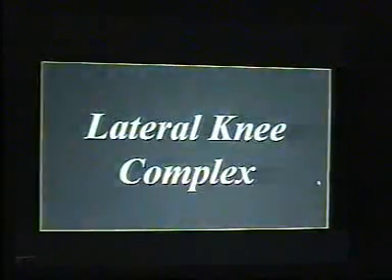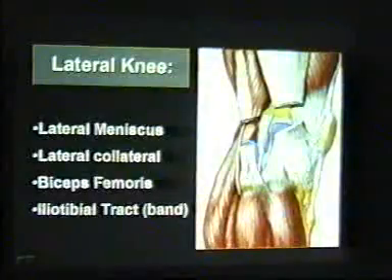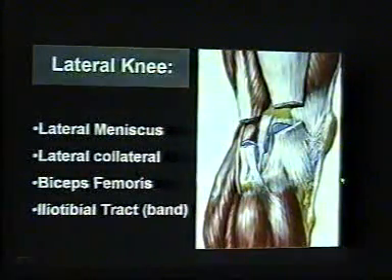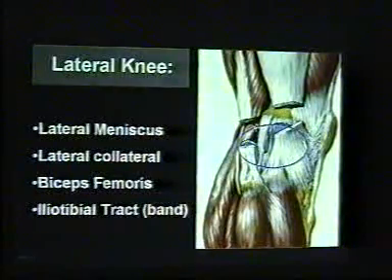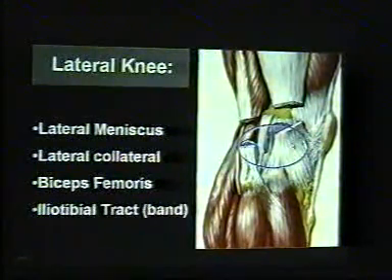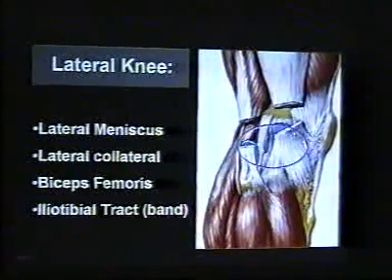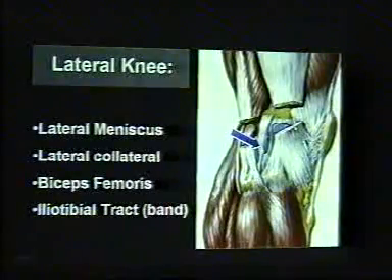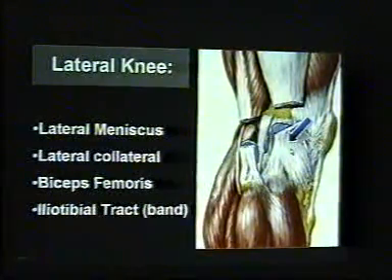Then after the medial knee complex comes the lateral knee complex. We scan the lateral meniscus, we scan this area for lateral meniscus and lateral collaterals, biceps femoris, and for the iliotibial band. These are the areas which we scan, biceps.